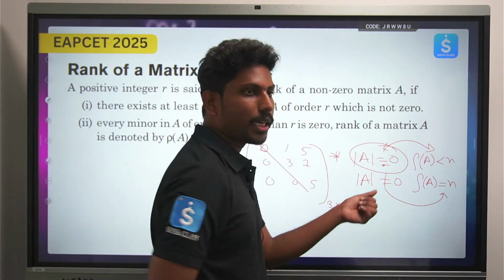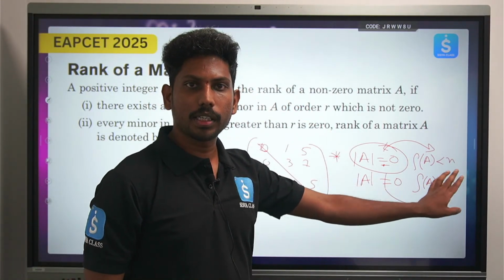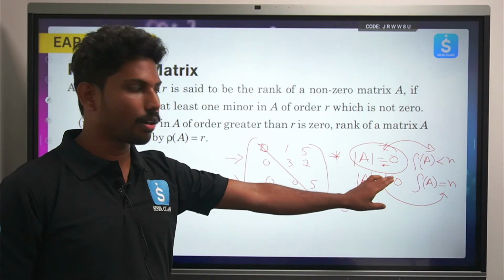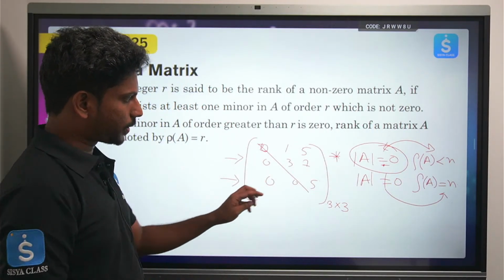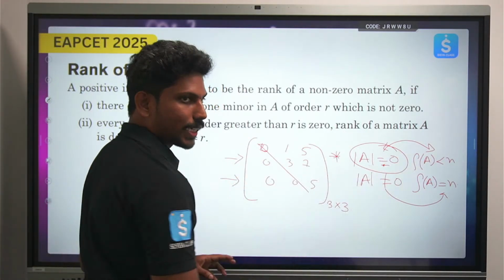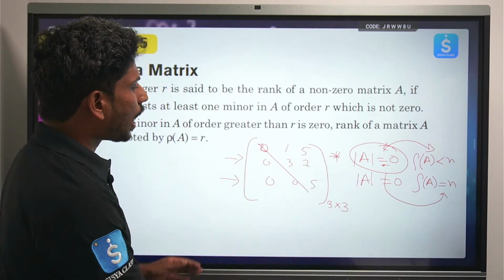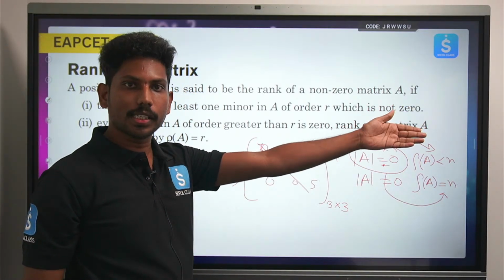Okay, determinant equal to 0, rank will be less than n. Determinant not equal to 0, rank equal to n. So this is all the things you need to understand. Okay, suppose it is turning out that determinant is 0, rank is less than n. So then rank can be either 3, 2, n minus 1, n minus 2, right?